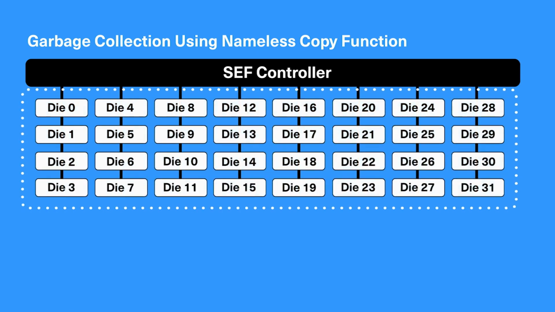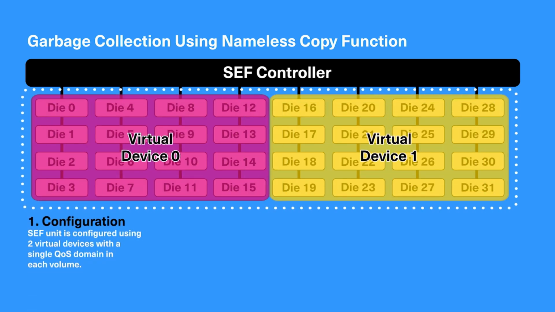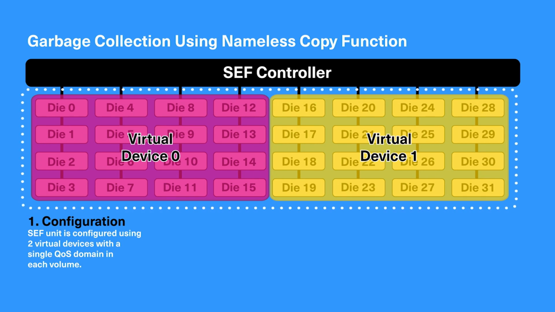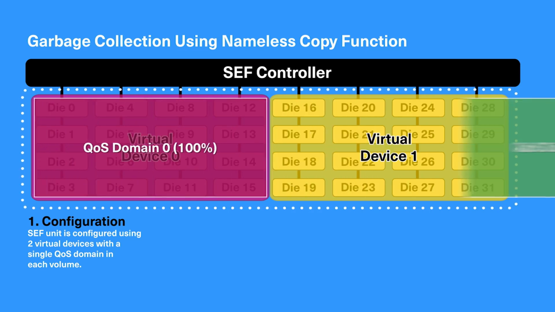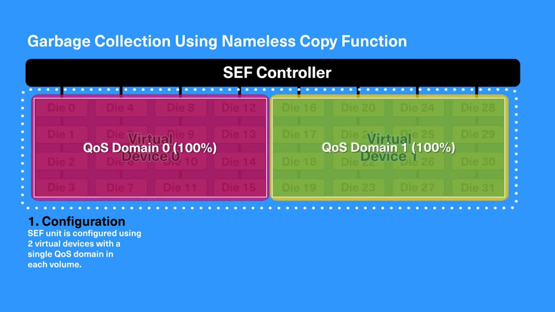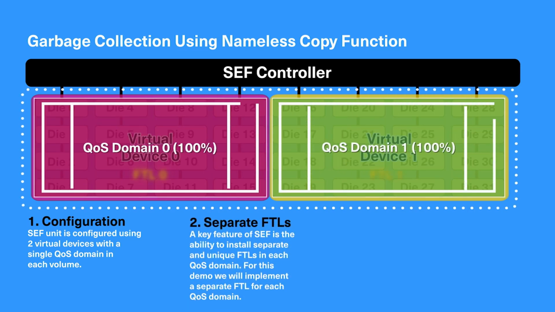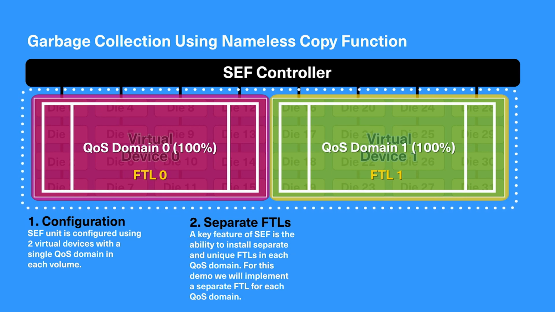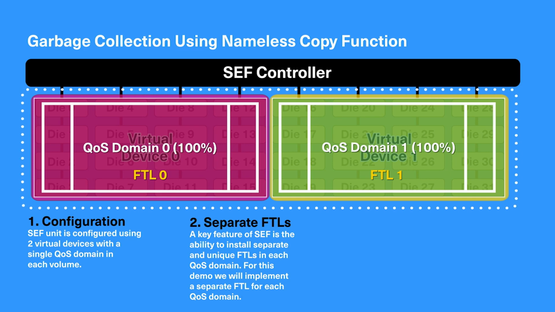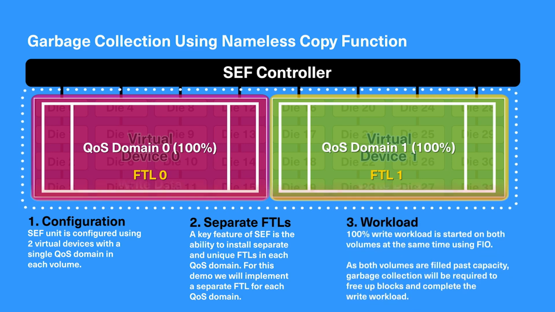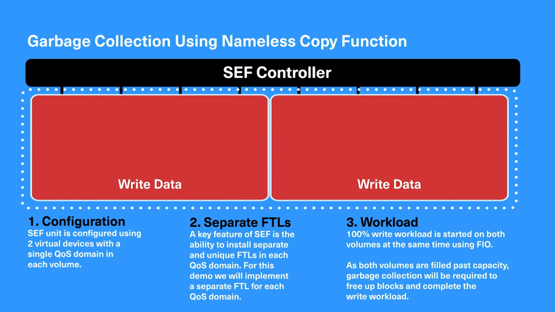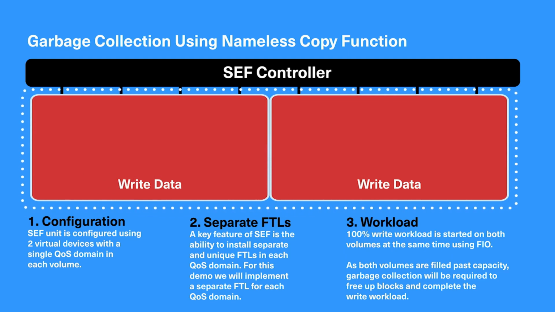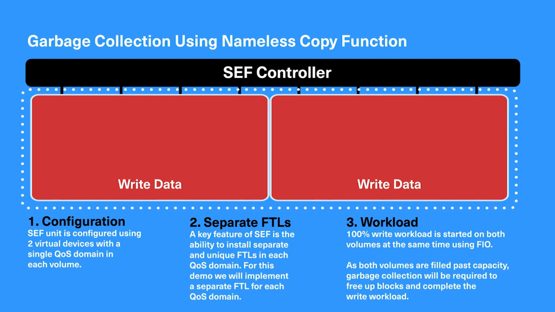For our demonstration, first we split the software-enabled flash device into two equally sized virtual devices to define flash die isolation. We then create quality of service domains to fill each volume. Software-enabled flash technology is able to use separate FTL tables in each QoS domain, allowing garbage collection to run independently within each volume. The workload is 100% write I/O. The amount of data written is larger than each of the storage volumes, forcing both volumes to perform garbage collection to complete the write workload.